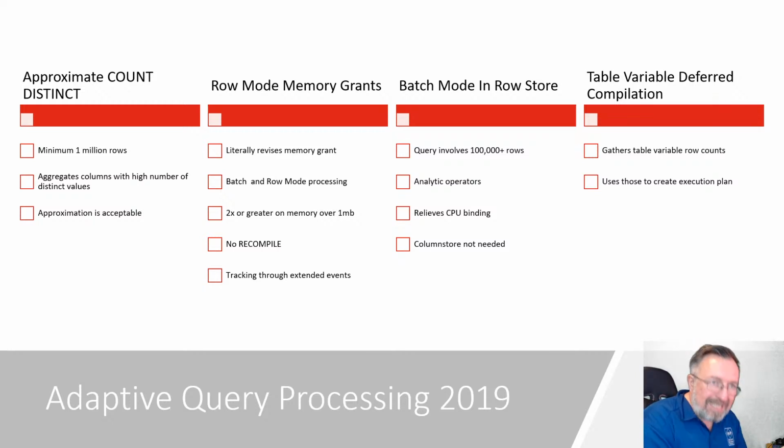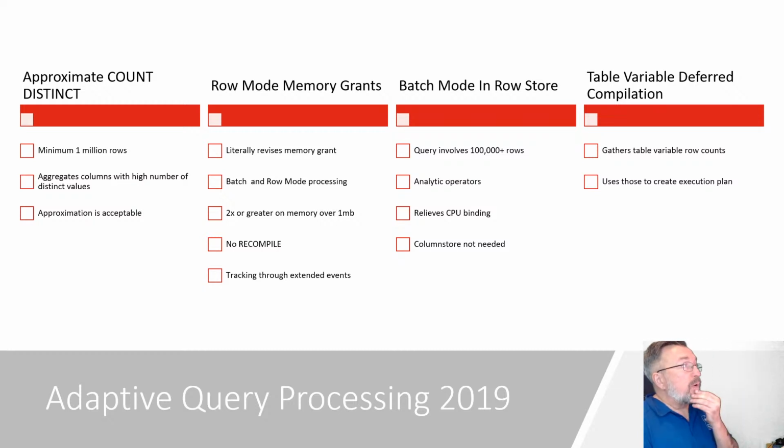So, 2019 introduced more adaptive joins, more adaptive query processing. And so it introduced a number of things. First off, you can get batch mode in row store. Now the query has to involve more than 100,000 rows. It has to have analytic operators. But cool, we do get batch mode processing now. You're not always going to see it. You've got to have the analytic operators, meaning group by and all that fun stuff. And you've got to be dealing with large data sets. If you're not dealing with large data sets, it will not go to batch mode.